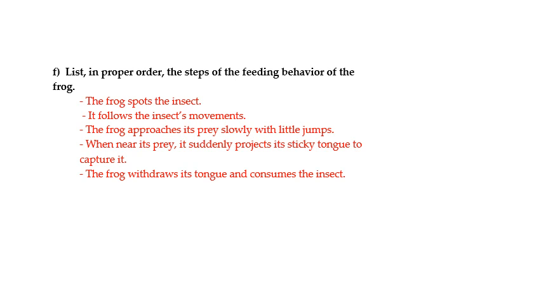List in proper order the steps of feeding behavior of the frogs. First, the frog spots the prey. Then, it follows the insect's movements. The frog approaches its prey slowly with little jumps. Just pick them from the text. When near its prey, it suddenly projects its sticky tongue to capture it. The frog withdraws its tongue and consumes the insect.